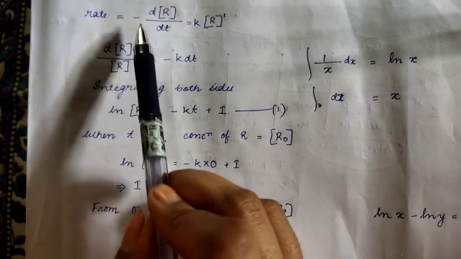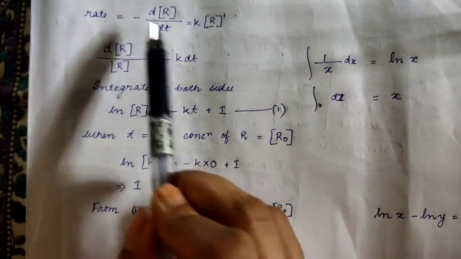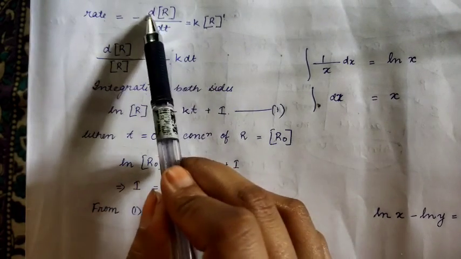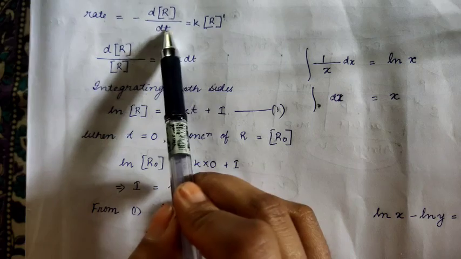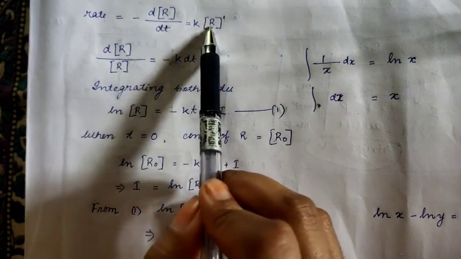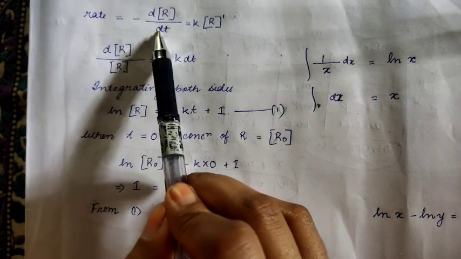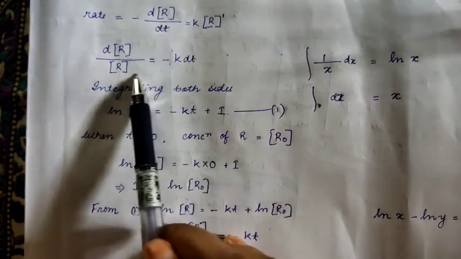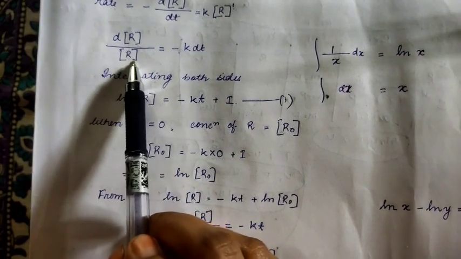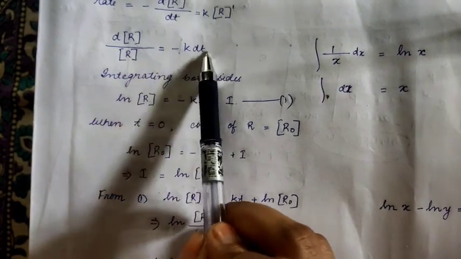Next, this minus will be observed on your right-hand side, and then you see the differential of R by dt. This is also the concentration of R, so we will bring this R in place of dt, and dt will go in place of K. You can see here: differential of R by concentration of R equals K dt.